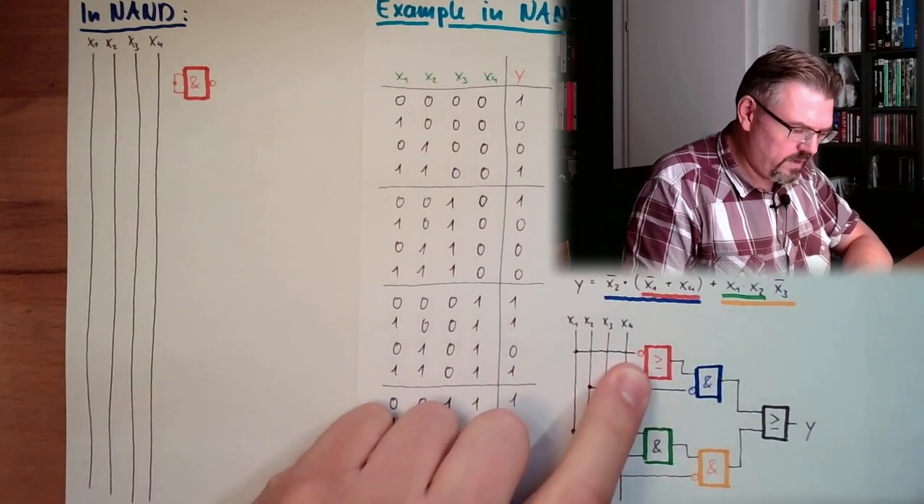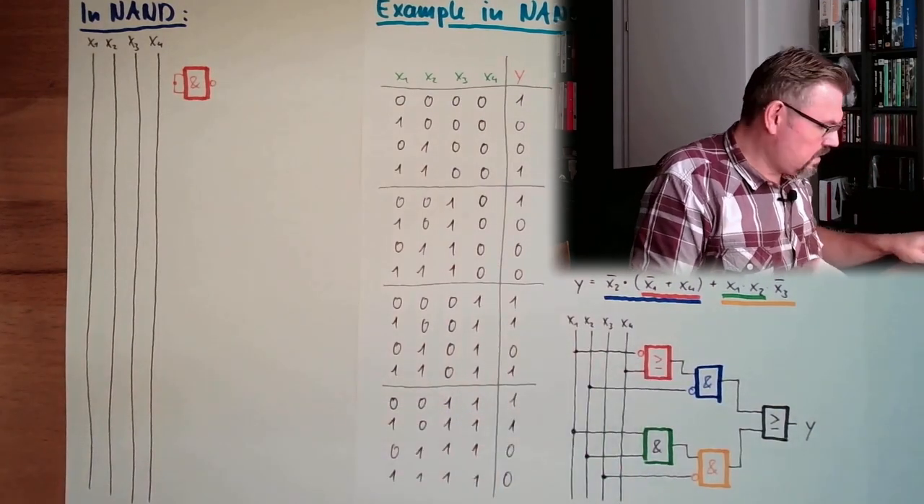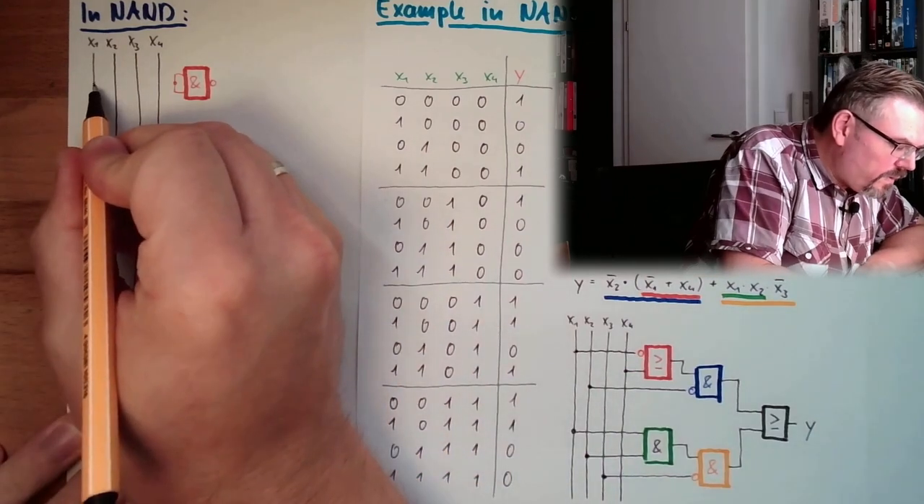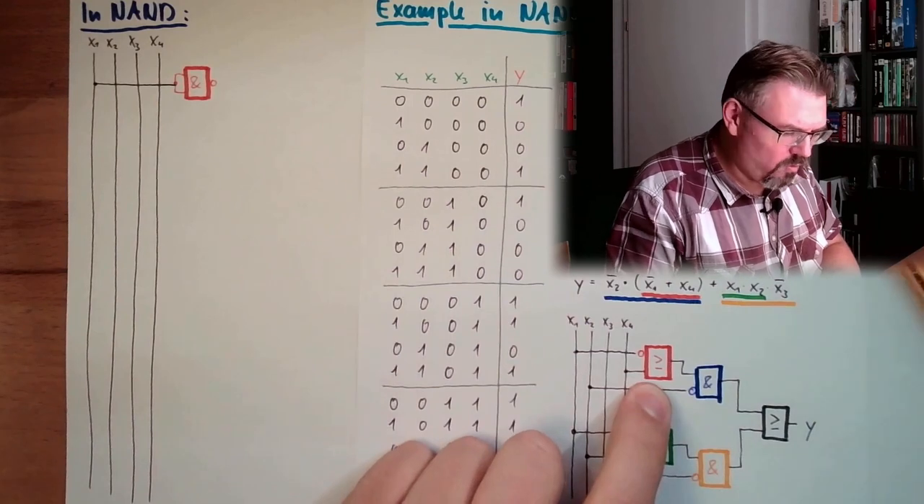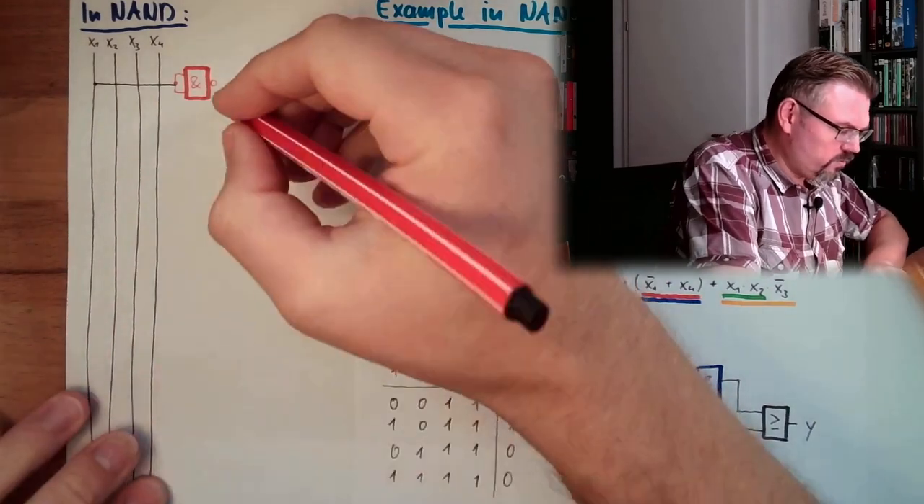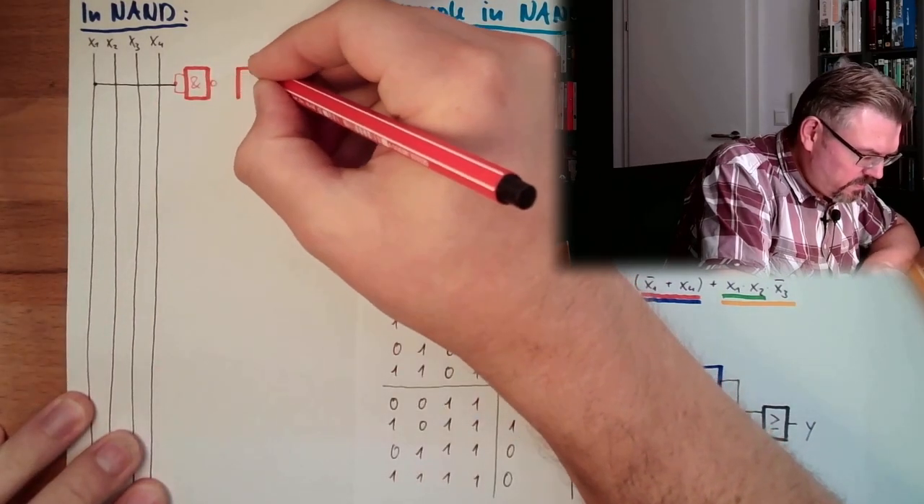That's the ring here, and it comes from x1. Comes from x1, so let's draw it from x1. Alright, and now we need the OR. And the OR, as I just showed you, looks like that.